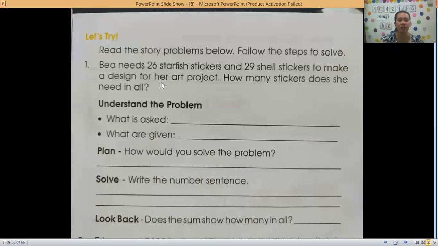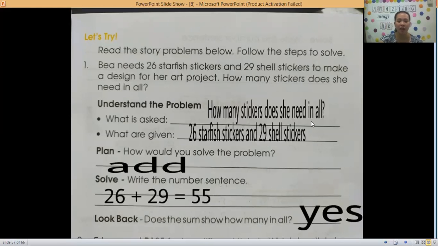Bea needs 26 starfish stickers and 29 shell stickers to make one design for her art project. How many stickers does she need in all? So what is asked? This is the answer: how many stickers does she need in all? What are given? 26 starfish stickers and 29 shell stickers.